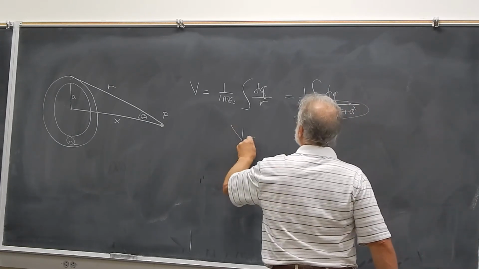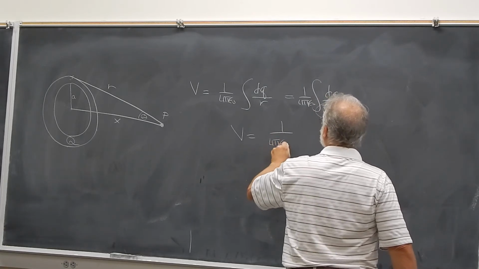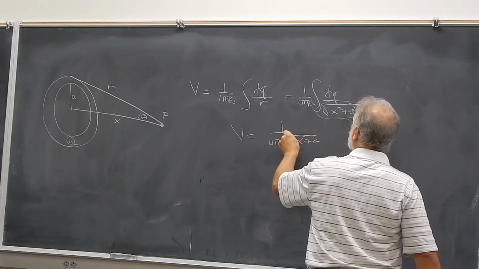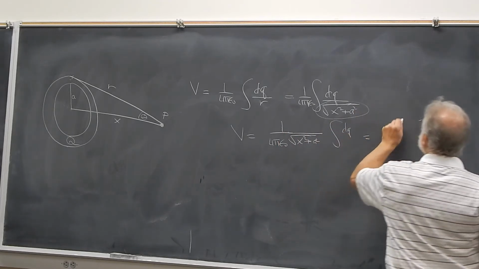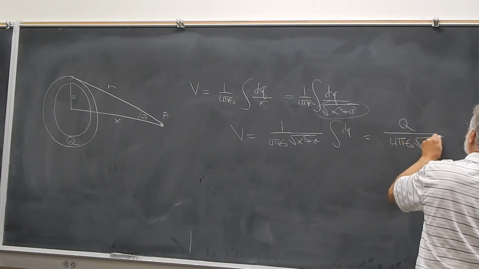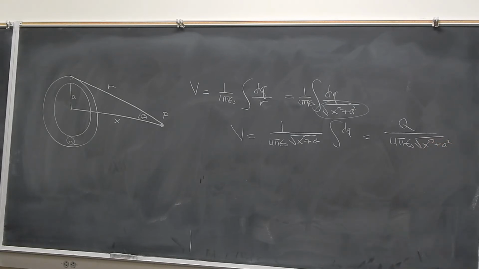So my potential can be 1 over 4 pi epsilon naught square root of x squared plus a squared times the integral of dq, which is just q. So it will be q over 4 pi epsilon naught square root of x squared plus a squared. Just like when we did the electric field due to the uniformly charged ring, we didn't actually have to do an integral. In this case, we don't either.